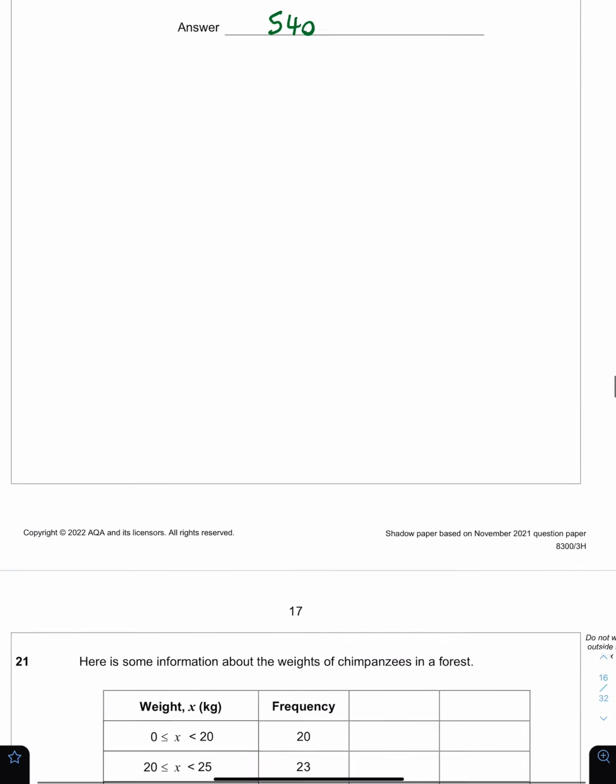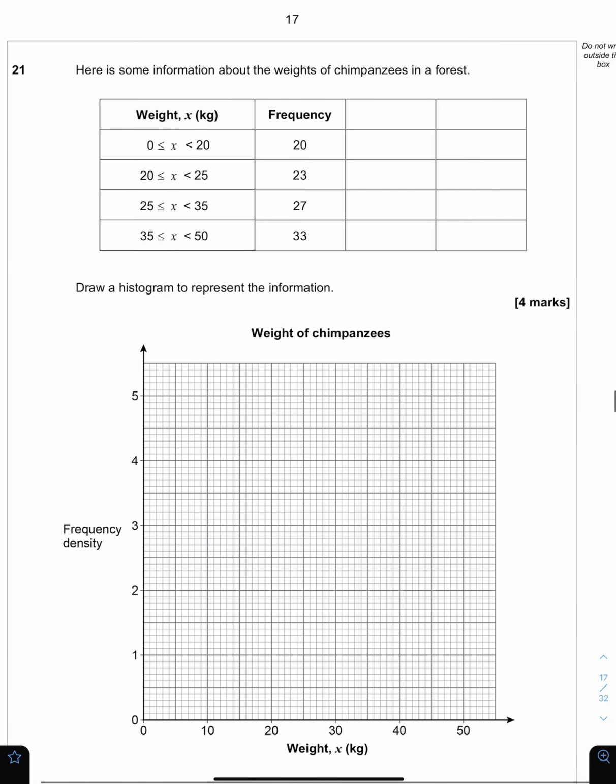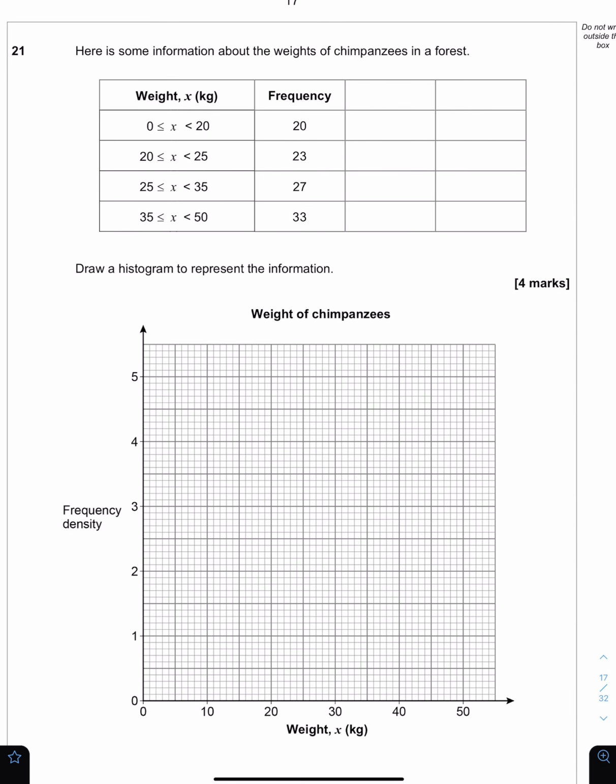We're actually not doing too badly here. Here's some information about the weights of chimpanzees in a forest, okay? Fine. So we've got that information, and we have the weights given to us, and we've got the frequency that is given to us.